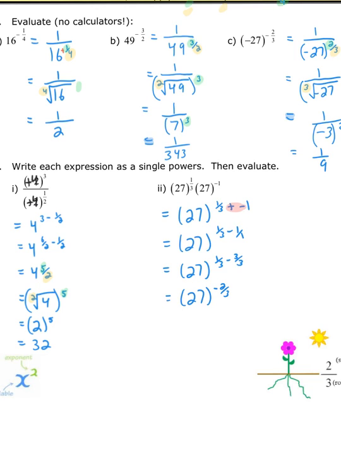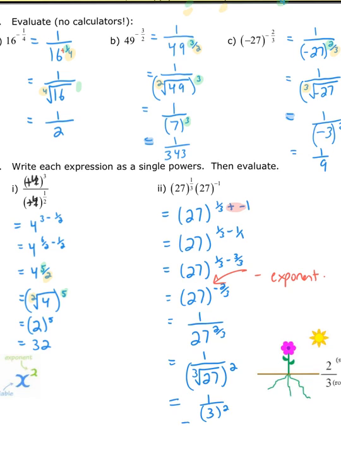So I notice I have this negative exponent, which I have to deal with. So to do that, I write this as 1 over 27 to the positive 2 over 3. And then I'm going to change the form: 1 over the cube root of 27 to the exponent 2. The cube root of 27 is 3, because 3 times 3 times 3 is 27. And then I'm going to square that. And then 3 squared is 9. So my answer is 1 over 9.